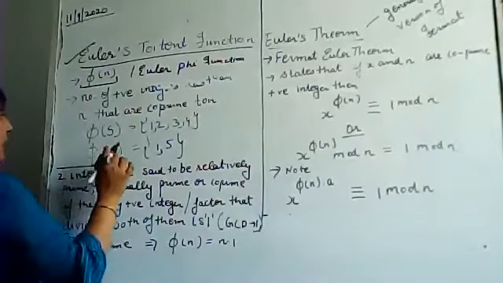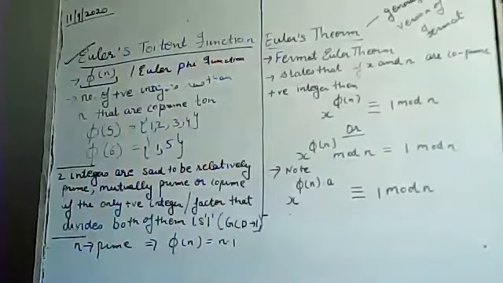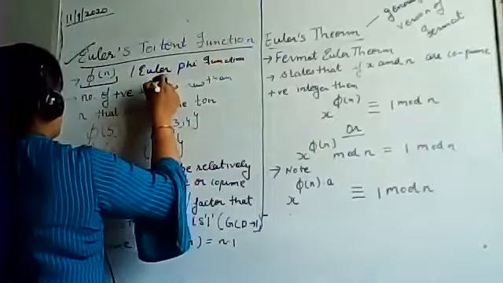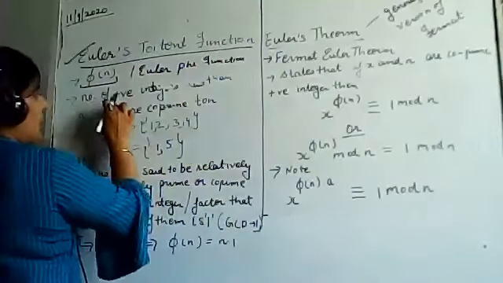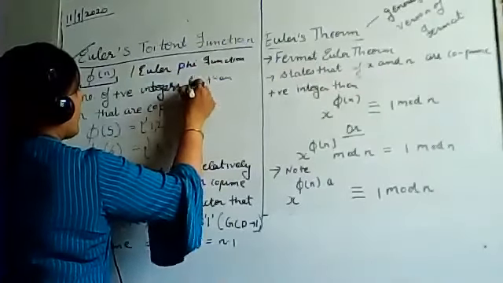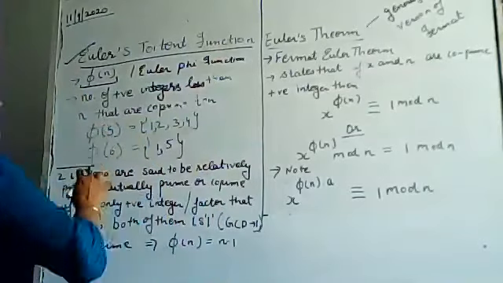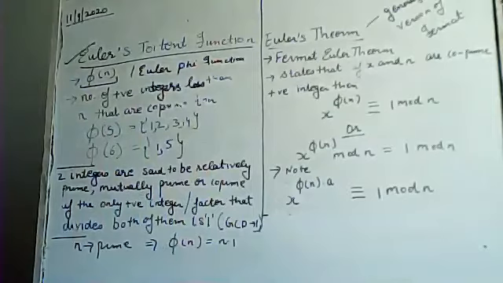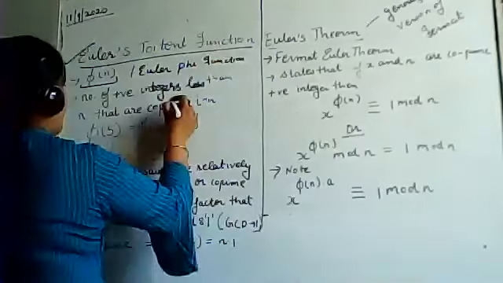Second thing is, what is the Euler Totient function? How can we define it? It is defined as the number of positive integers that are less than n and that are co-prime to n. There are many terms that we are using here: the Euler Totient function is defined as the number of positive integers less than n that are co-prime to n.